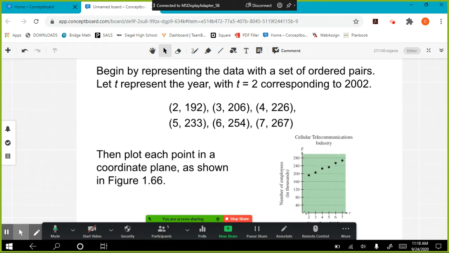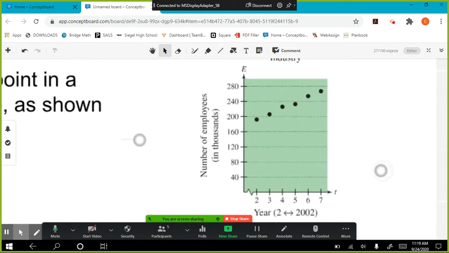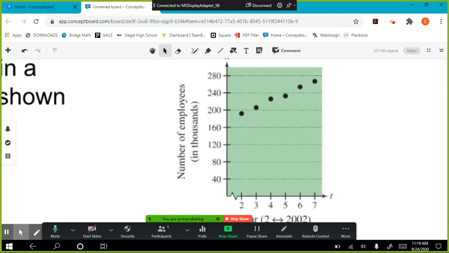Notice up the left-hand side, they went up by units of 40, and on the bottom, they went up by units of 1. Notice, too, that at the bottom, if I zoom in on this graph, they've got this little broken line or little Z-looking thing. That's just saying that we've sort of picked up in the middle of something. It's not all the way over to (0, 0). The corner would be (0, 0), although it was such a low number they could have included it, but they've skipped one. They only needed 2 through 7 because we're only looking at 2002 through 2007.